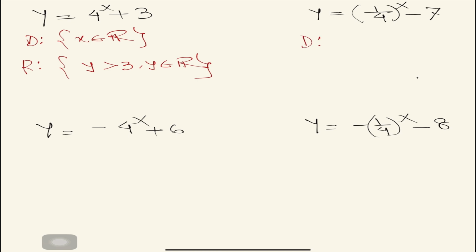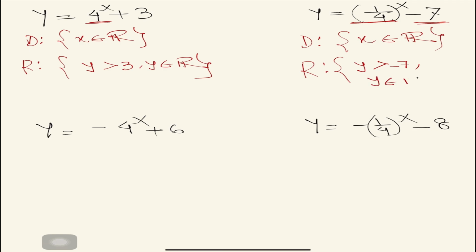Domain. It's what? It's x, all the real numbers. And for the range, you see, y, since the sign is positive here, in this base the sign is positive, right? So y is going to be more than -7. Here we have -7. And x is all the real numbers.